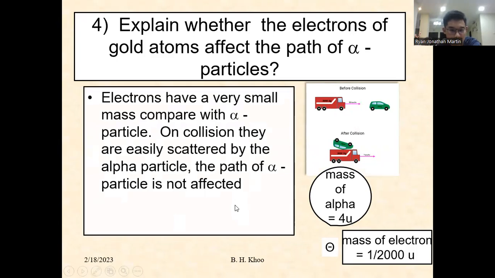Electrons are very small in mass compared with the alpha particle. On collision, they are easily scattered by the alpha particle. The path of the alpha particle is not affected at all. It just goes straight through.